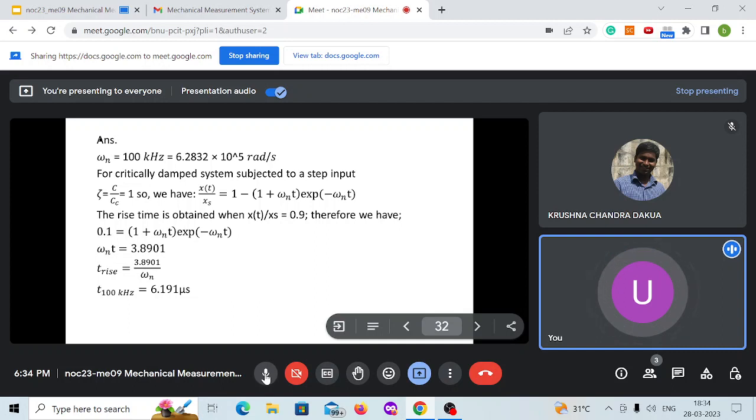So from this we can find out the rise time, how much time it will take to rise to the 0.9 value of the input signal. We already calculated omega n, which is 6.2832 times 10 power 5. We substitute this in the t rise equation, and then we can find the total time it takes to rise. So it's 6.191 microseconds. In this case we know this expression, we just have to substitute 0.9, and we'll get all the rest of it. I think this is clear. If you have any doubt.